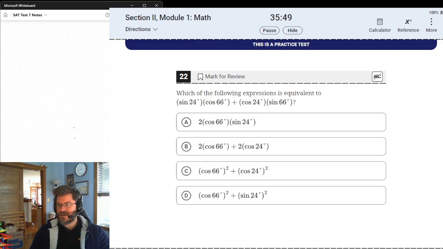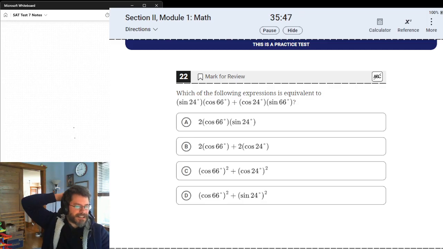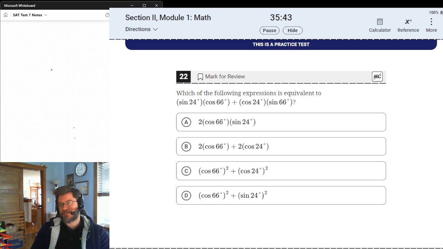Okay, we got some cosines and sines in here. This is kind of unusual. They don't often test on trig. Let's see what's going on. Is this a double angle identity? Sum of angles? I can't remember.